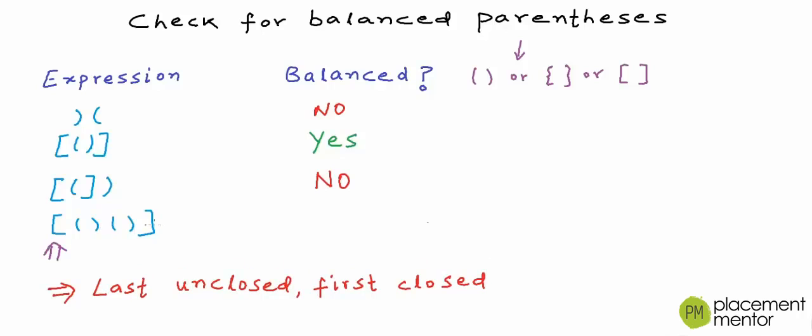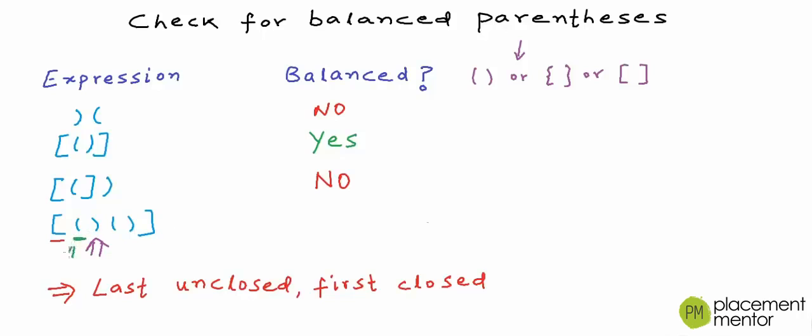Let's scan this last one. We will go from left to right. The first character is an opening square bracket. The second one is an opening parenthesis. Let's mark the opening of an unclosed parenthesis in red. Now we have a closure here. The third character is a closure. This should be the closure for the last unclosed, so this should be the closure for this one.